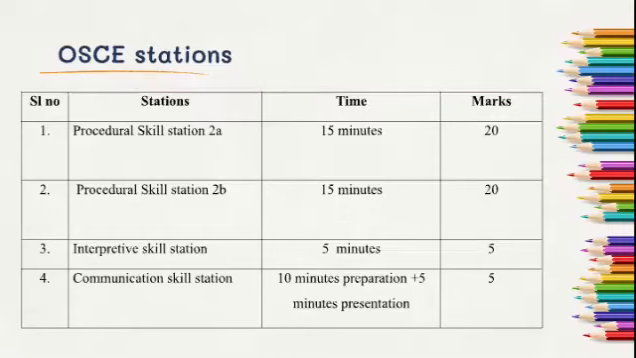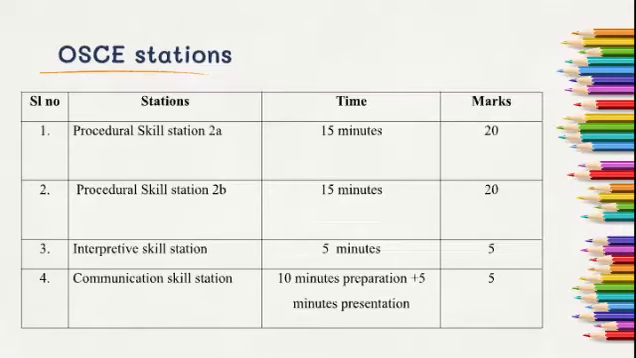The next station is interpretive skill station. So you will be given 5 minutes for this interpretation skill station. So according to the scenario, you will be given an interpretation. For example, if it is medical nursing, you will be given a pharmacology drug interpretation or lab values, how to interpret and what are the normal values of the lab investigations. Or sometimes they will give an instrument, they will ask you to identify in case of surgical nursing. So these are all the interpretation skill station.